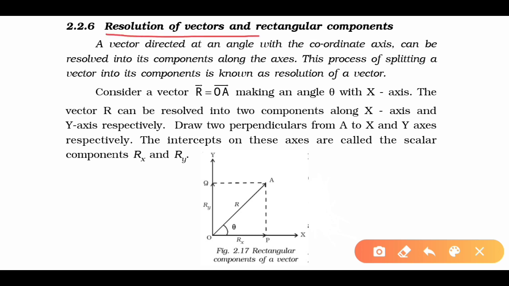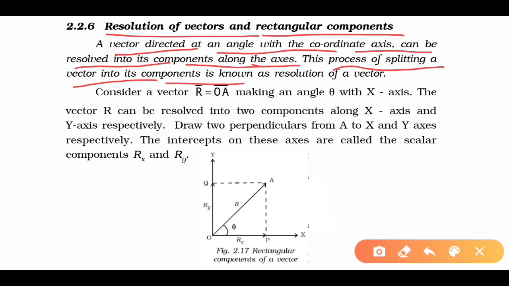Resolution of vector and rectangular component. So we'll discuss the resolution of vector and its rectangular components. So let's start. A vector directed at an angle with the coordinate axis can be resolved into its components along the axis. This process of splitting a vector into its components is known as resolution of vector.